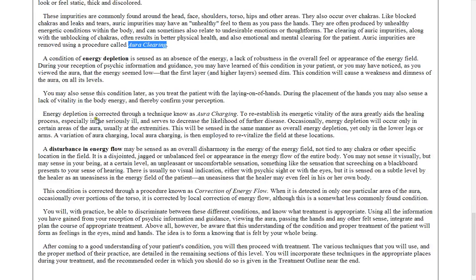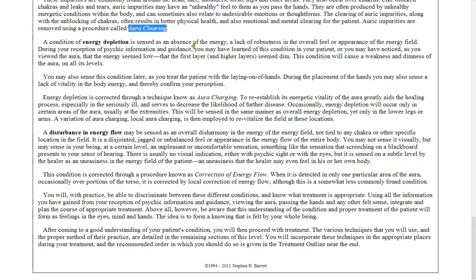A condition of energy depletion is sensed as an absence of the energy, a lack of robustness in the overall feel or appearance of the energy field. During your reception of psychic information and guidance, you may have learned of this condition in your patient, or you may have noticed as you viewed the aura that the energy seemed low, that the first layer and higher layers seemed dim, not as bright as it should be.